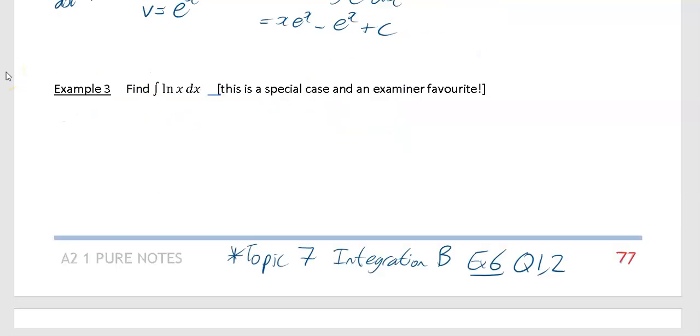Okay, the last example is a very special example, and as it says here, it's a favorite of the examiners. So what we're going to do in this one, and it's the same idea had it been x ln x or x squared ln x, you would do the same method as I'm about to show you.